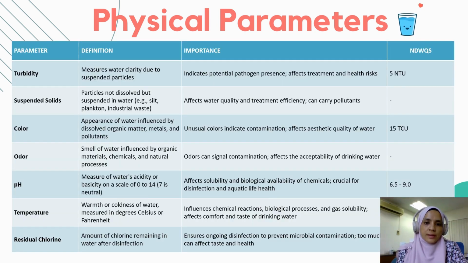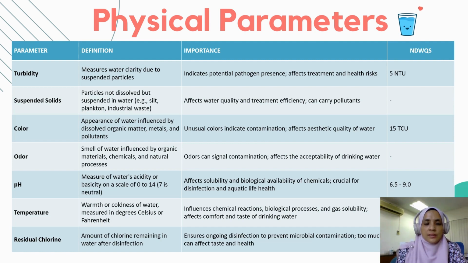So now that we discussed chemical parameters, let's summarize the key physical parameters crucial for assessing the quality of drinking water. Okay, so the first one is turbidity, which measures the water clarity due to suspended particles. It's important because high turbidity can indicate the presence of pathogens and affect treatment processes and health risks. The standard for turbidity is 5 NTU.